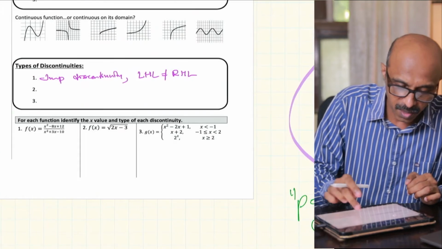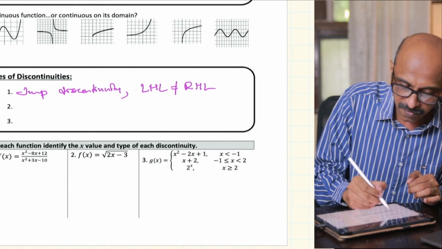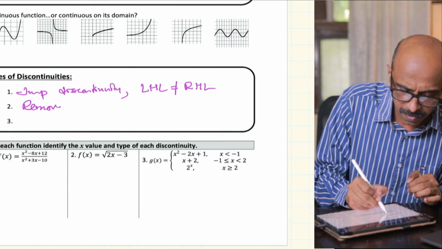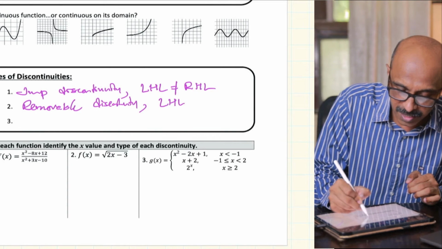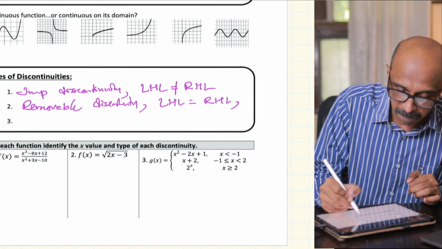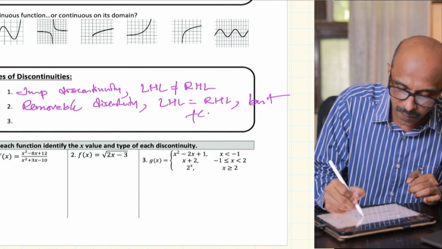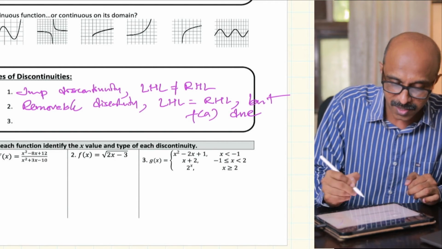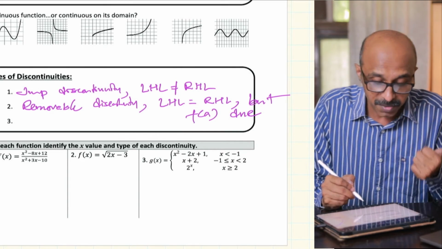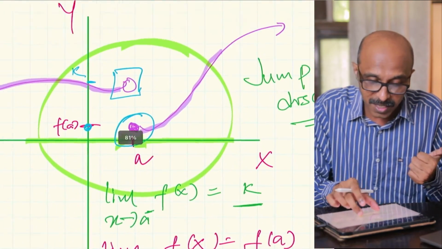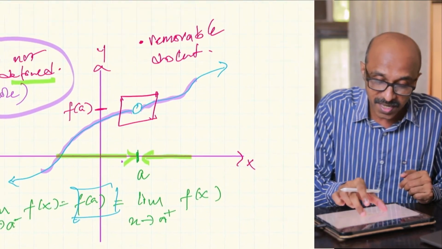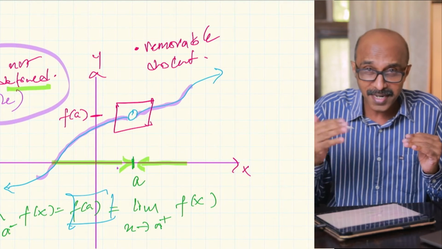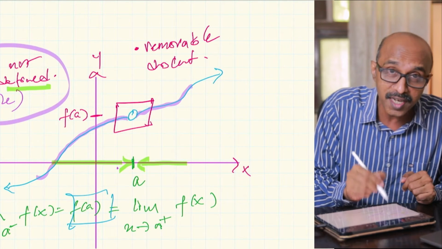Okay, so I'm just going to write it down here in our notes. The second type of discontinuity is called a removable discontinuity. And that is when left-hand limit is equal to the right-hand limit, but f of A does not exist. So two types of discontinuities we've seen. Jump discontinuity occurs when the left-hand limit and the right-hand limit both exist, but they're not equal. The second type of discontinuity we've seen is when the left-hand limit and the right-hand limit both exist and are equal, but the function is not defined.